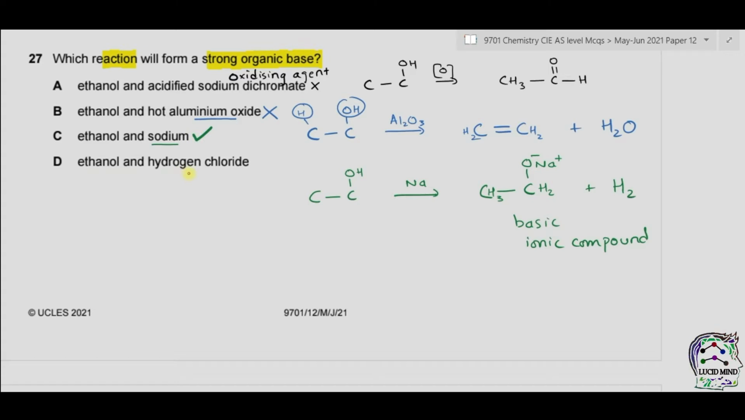And the last one we have ethanol and hydrogen chloride. This can form chloroethane along with water. No base is produced, so therefore this is incorrect. The only one that produces strong base is part C.